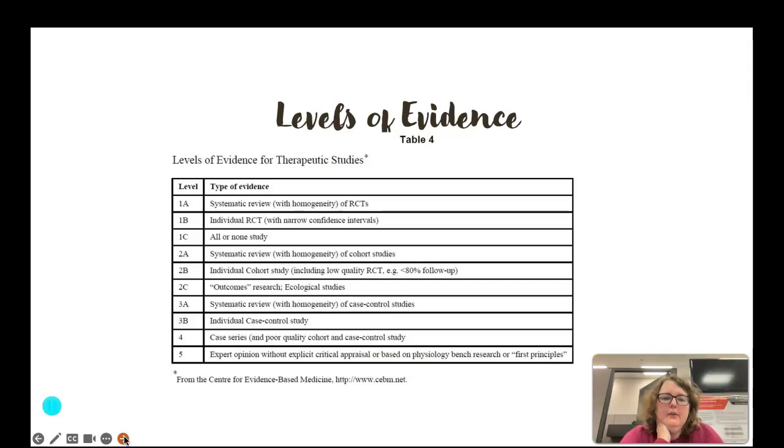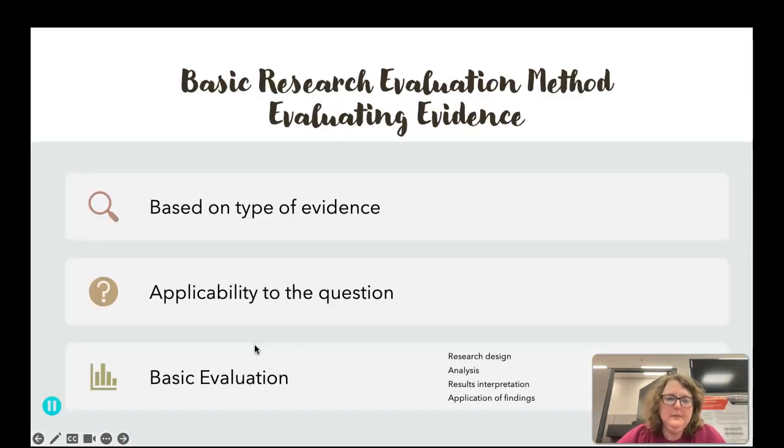2A is a systematic review with homogeneity of cohort studies. 2B is an individual cohort study. 2C is outcomes research. 3A is a systematic review of case control studies. 3B is an individual case control study. 4 is a case series, and 5 is an expert opinion.